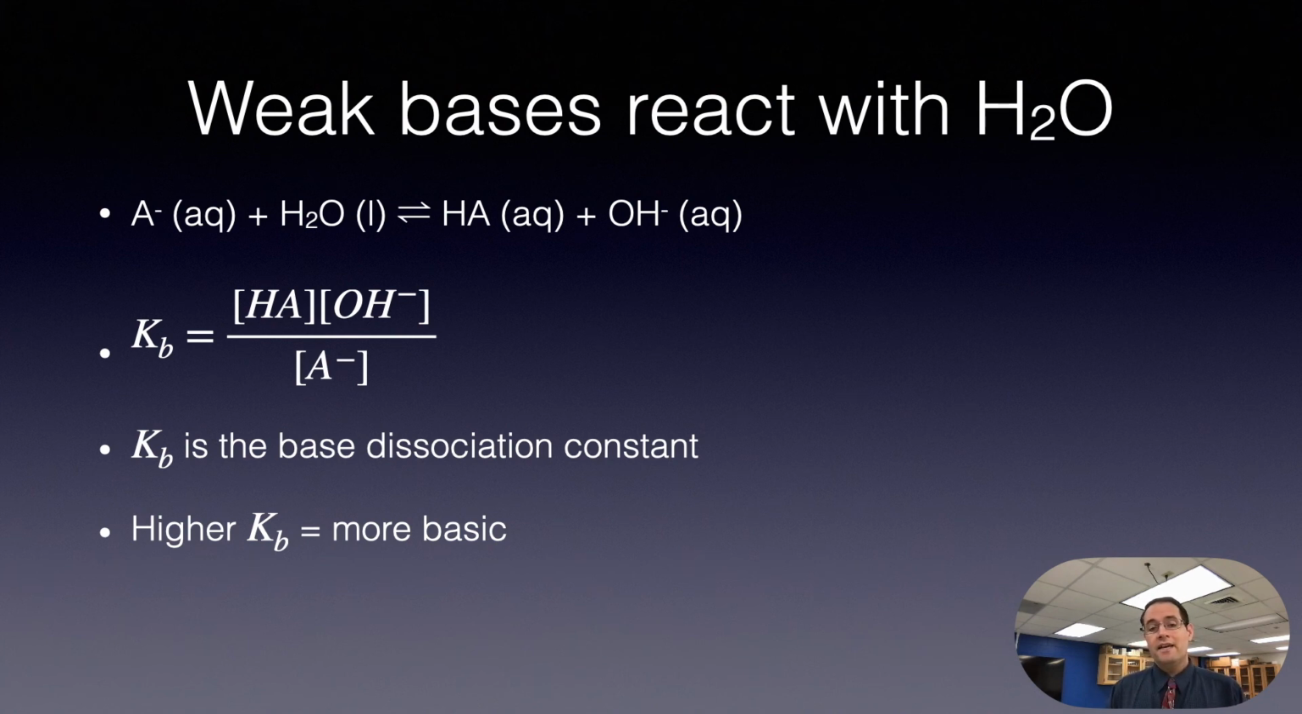Now, the higher the KB, the more basic something is. So if you have trimethylamine and ammonia, which are both bases, and one has a KB of 10 to the minus 5 and another has a KB of 10 to the minus 7, you've got to figure out that the 10 to the minus 5 number is larger, so that's going to be the more basic substance.